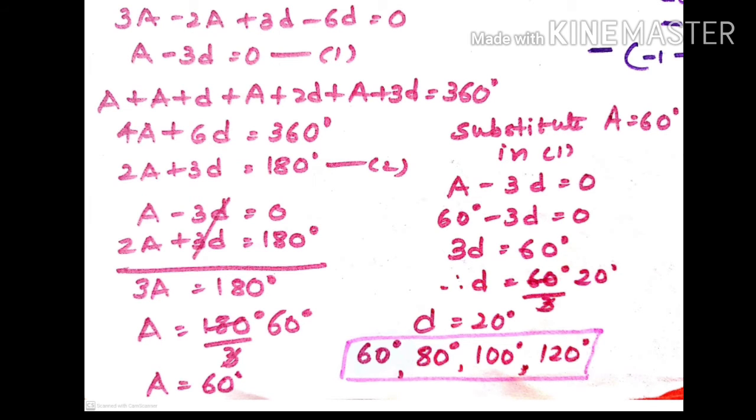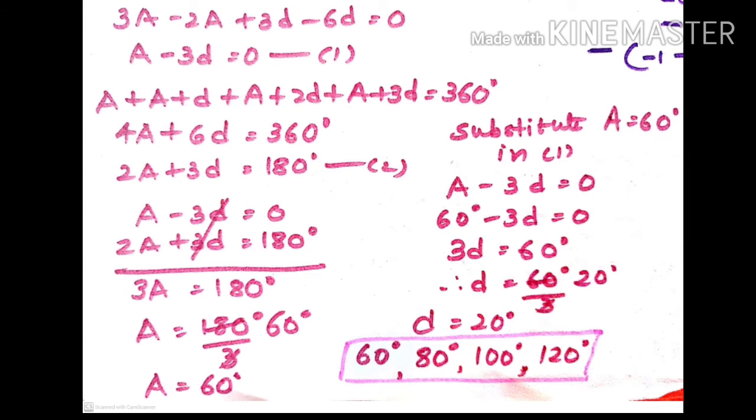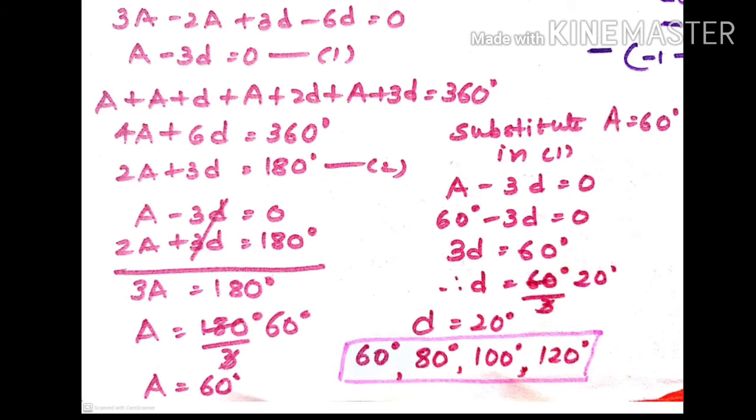Now students, what I have just told you, the property of a quadrilateral, I am using it: the sum of all the four angles of a quadrilateral is 360 degrees. So I am adding A plus D plus A plus 2D plus A plus 3D is equal to 360 degrees. Now 4 times A means 4A plus 6D is equal to 360 degrees. All of 4A, 6D and 360 are divisible by 2, so I have reduced the equation by dividing the whole equation by 2. So I get 2A plus 3D is equal to 180 degrees. This is my equation number 2.